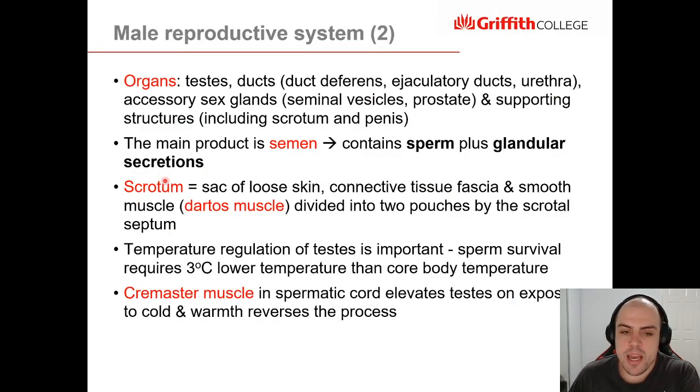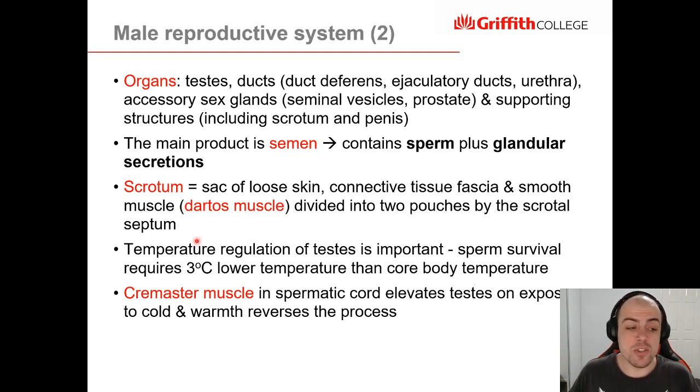Now, the scrotum, okay? The scrotum is essentially a sac, okay? It's a sac of loose skin and connective tissue and smooth muscle, and that is divided into two separate pouches that hold both the left and the right testis. Now, the smooth muscle that is located within the scrotum, which I'm going to talk about in a moment, is the dartos muscle. Okay, there are two different muscles and one vascular network I'm going to talk about in a moment.